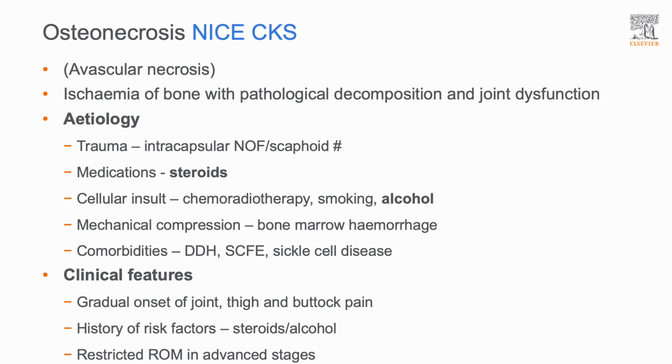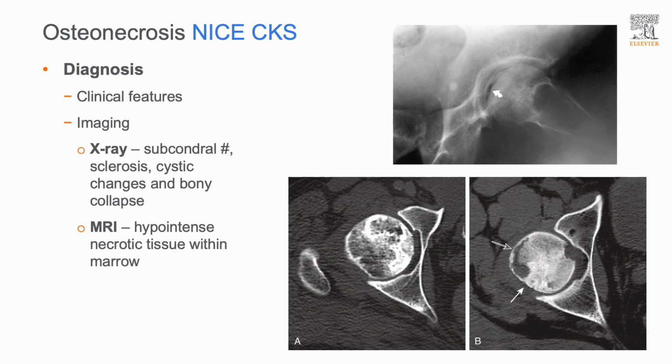Clinical features include the gradual onset of joint, thigh, and buttock pain if the joint affected is the hip. There will be a history of risk factors such as steroids or alcohol use, and in advanced stages, restricted range of motion can develop. The diagnosis is made with typical clinical features and supportive imaging findings. On X-ray, you can see subchondral fractures, sclerosis, cystic changes, and bony collapse. And on MRI, there will be evidence of hypointense necrotic tissue within the bone marrow, seen on the right here.